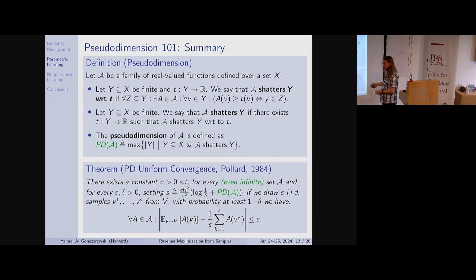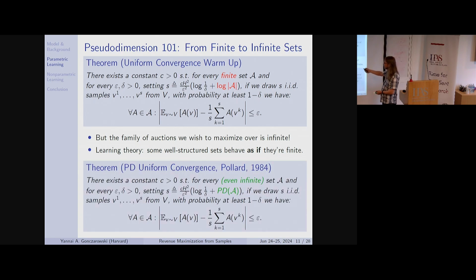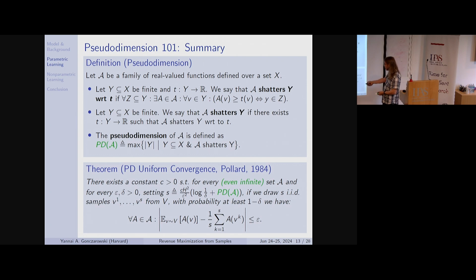Oh, so this does not have dimension here. So we had this slide earlier where I said this is the finite version that we proved. And this turns out to be an infinite version that uses pseudo dimension. So the only thing I change from here to here is instead of log of the size of A, I write pseudo dimension of A. And then again, after I define the pseudo dimension, I pasted this here again. So then you've seen this.